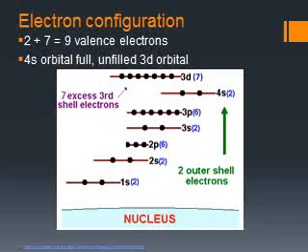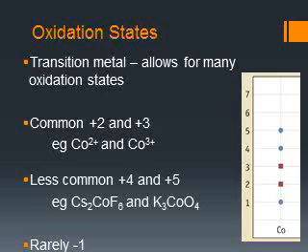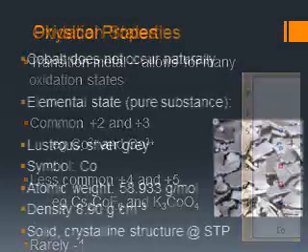valence electrons. As a transition metal, it has many oxidation states. Most common are the +2 and +3 oxidation states. Less common are the +4 and +5 states.